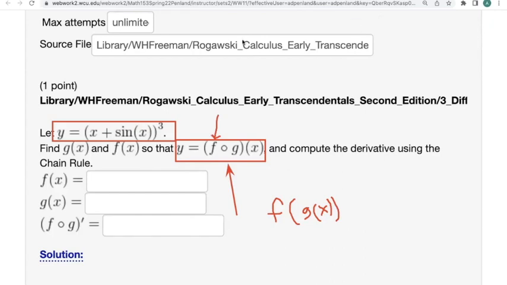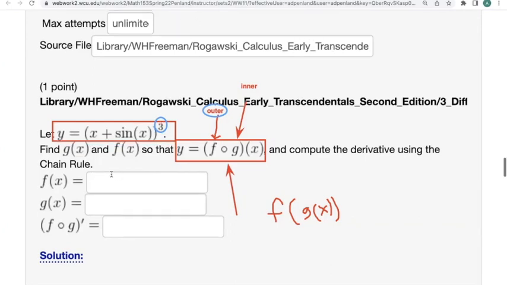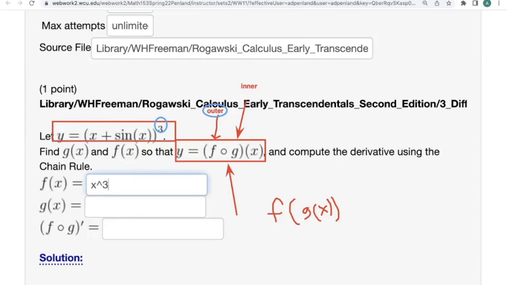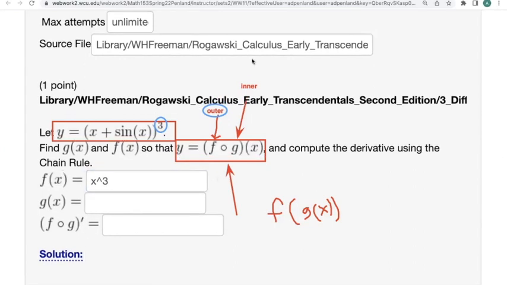This f is the outer function, and this g is the inner function. So when we look at this, what's on the inside and what's on the outside? Well, what's happening on the outside here is that we're cubing this expression. Our outer function will be f of x equals x cubed. It's really important here to put x cubed and not anything else, because the function, if we write it in terms of f of x, is x cubed. G of x will be our inner function, and here the inner function is x plus sine of x. So that's our inner function here, x plus sine of x.